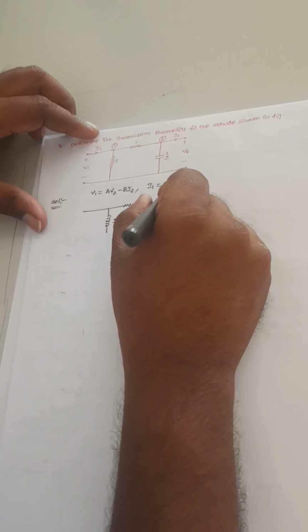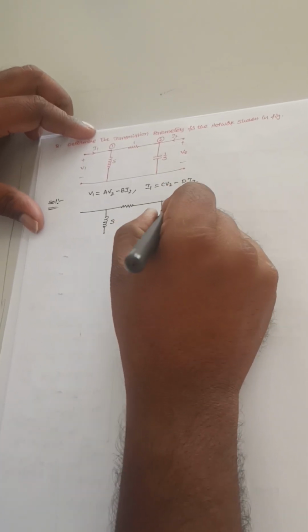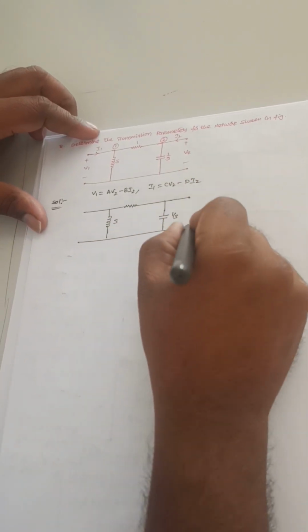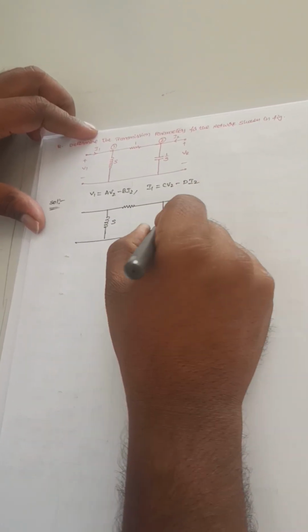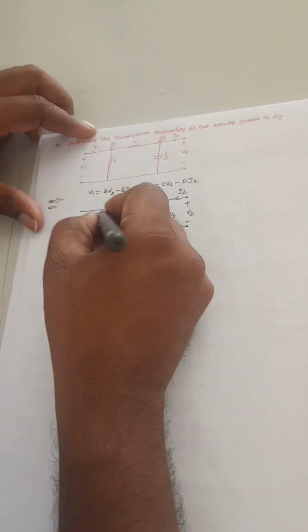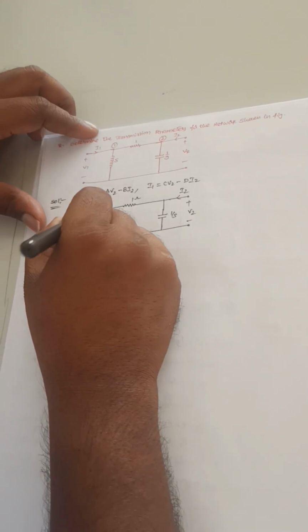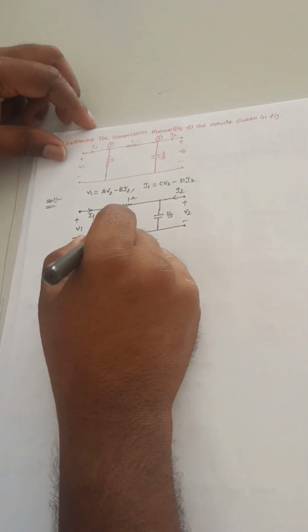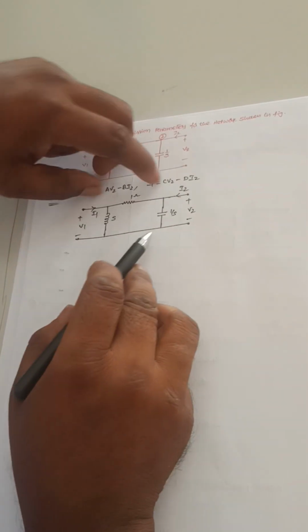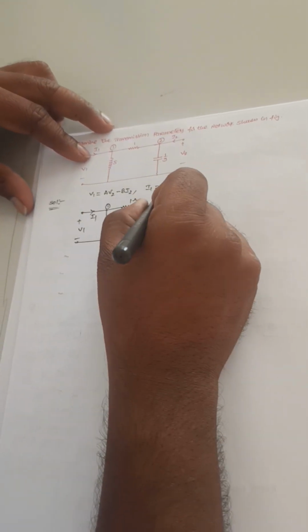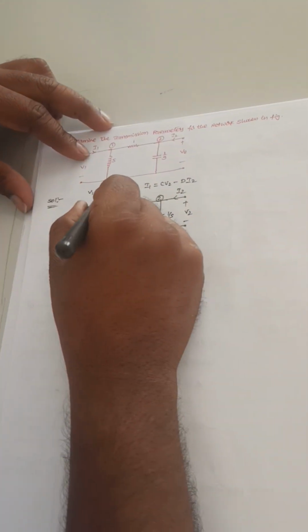This is S and this is 1 by S. This is plus and minus V2, this is I2. This is 1 ohm S here. So it is this one, plus and minus V1, so I1. The voltage across this one is V1, and the voltage across this one is V2. So it is first node and second node, so this voltage is V1 and this voltage is V2.